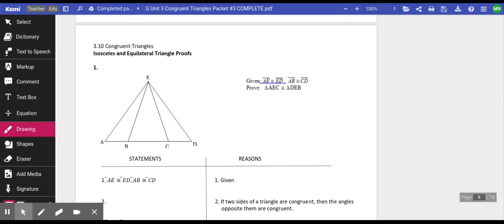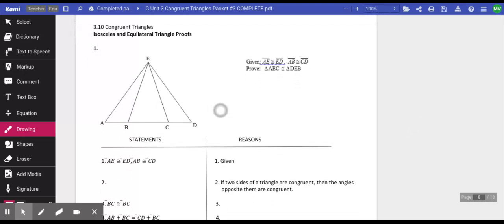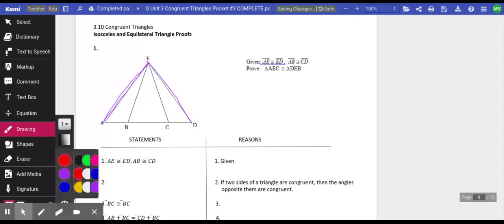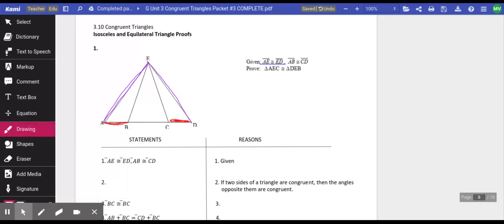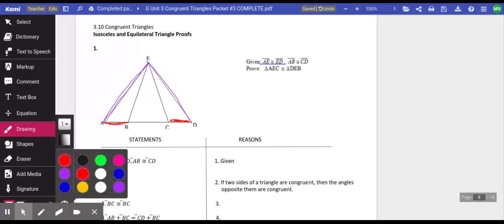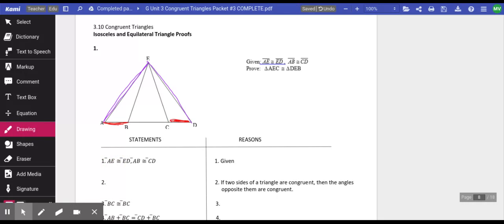Hello, everyone. Today we are going to continue with our isosceles and equilateral triangles, but we're going to see how we can use these in proofs. So if we look at this problem, we know that AE is equal to ED. That's my given. And we also know that AB is equal to CD. It's my other given. And what I want to prove is that triangle AEC is congruent to triangle DEB.